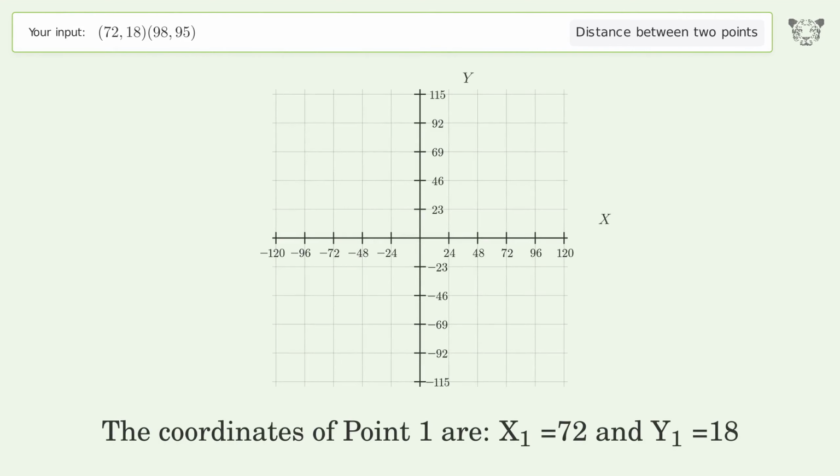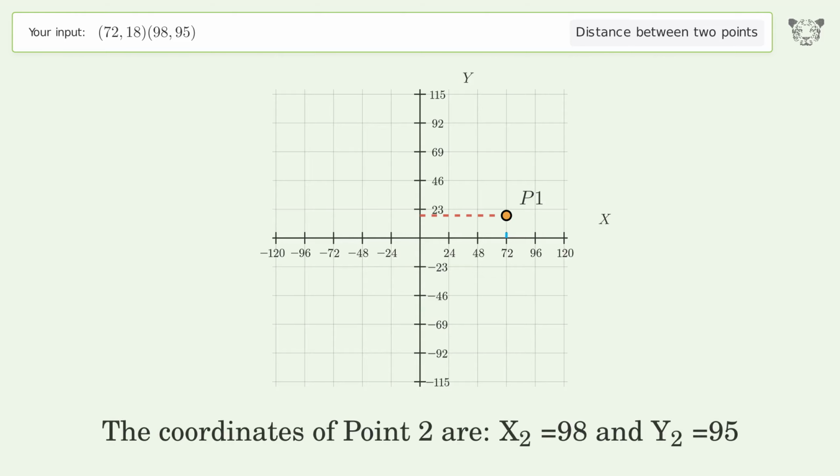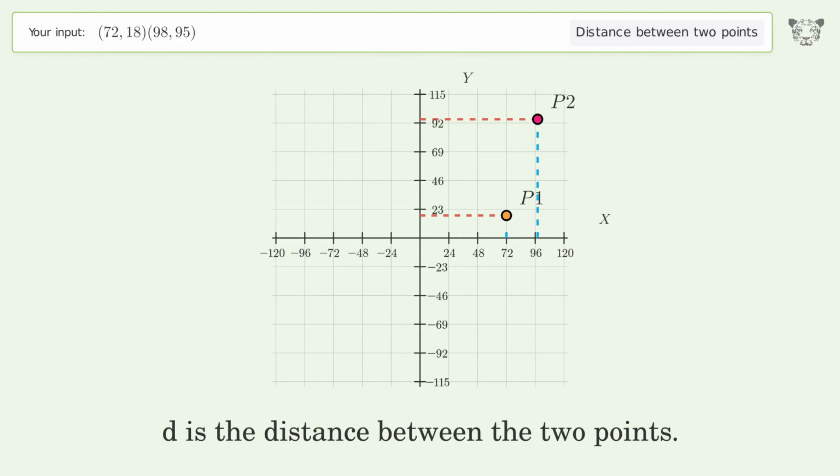The coordinates of point 1 are, x1 equals 72 and y1 equals 18. The coordinates of point 2 are, x2 equals 98 and y2 equals 95. D is the distance between the 2 points.